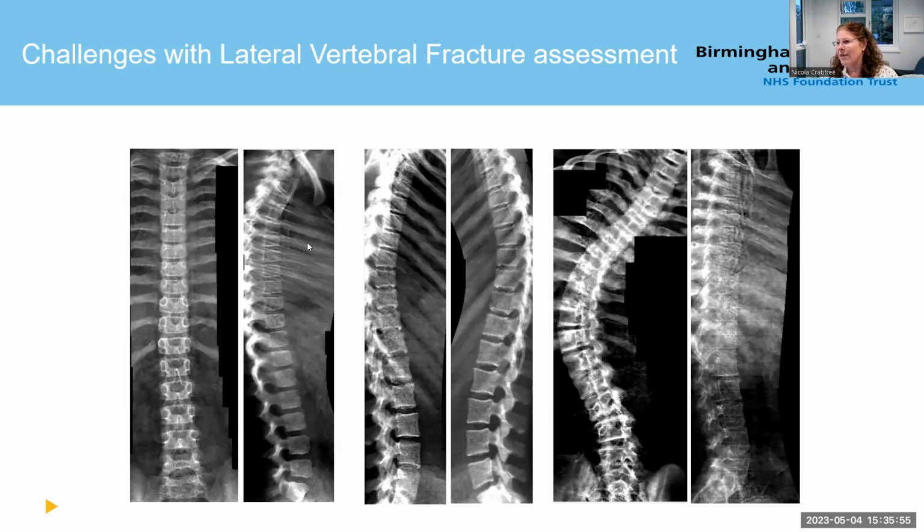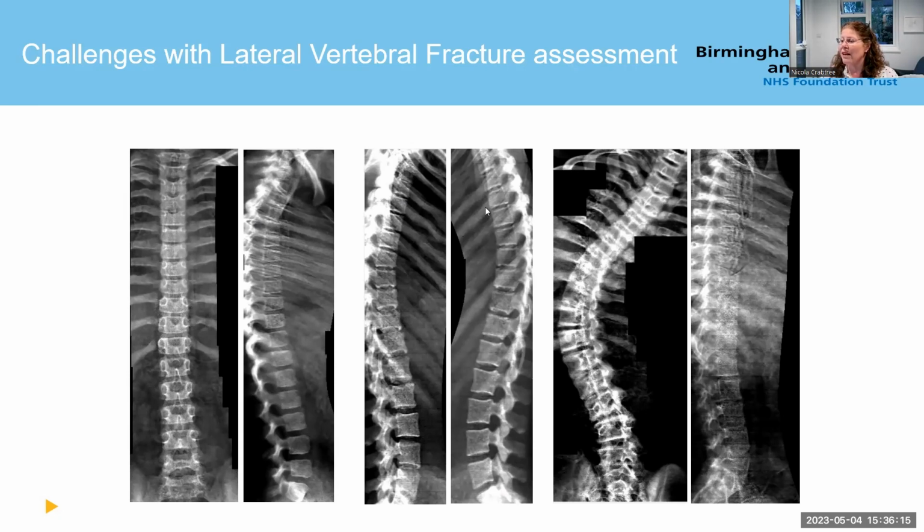So here we've got, and there's something going on, but actually the child moves. So it makes it very difficult to know whether the changes that we see are due to movement or real biological changes.